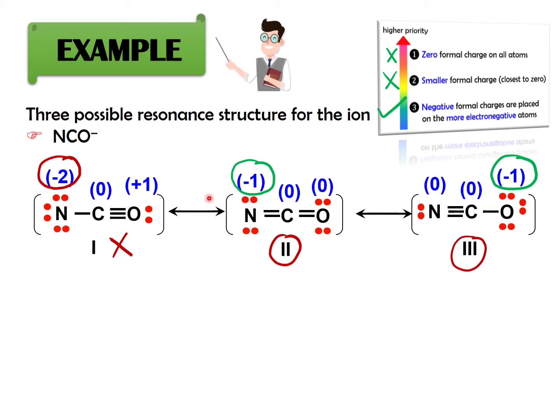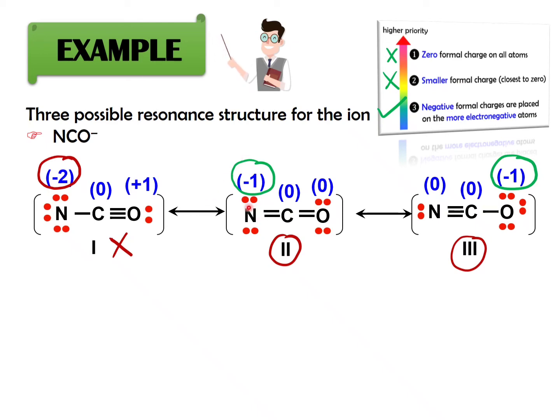Syarat pertama, tak ada satu pun structure yang 0 formal charge for all atom. Syarat kedua dipenuhi oleh structure number 2 and number 3. Both structure consist of smaller formal charge. Kan? Sama. And syarat number 3 adalah negative formal charge are placed on the more electronegative atom.